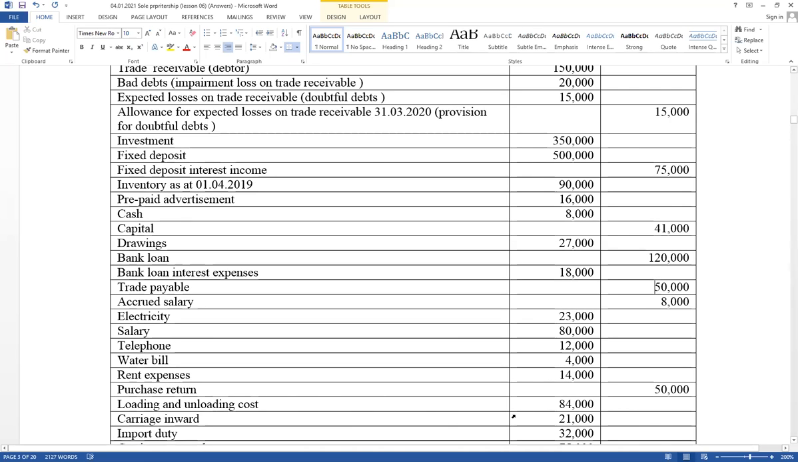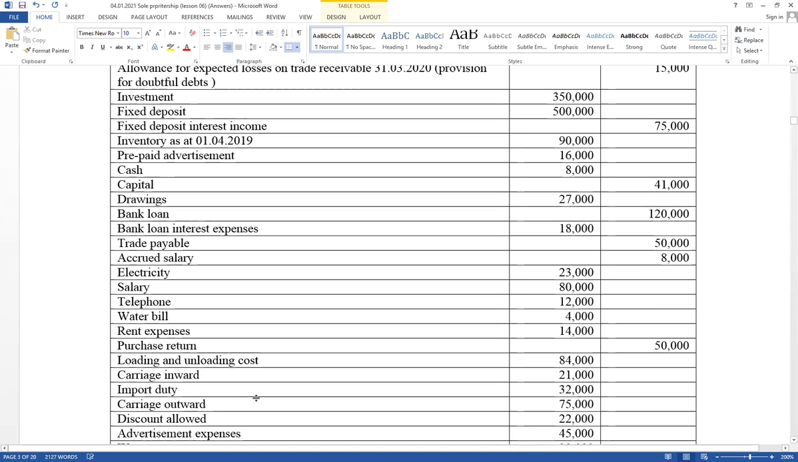Think about loading and unloading cost, part of purchase under cost of sales calculation. Those cannot be included under distribution or administration expense. Part of cost of sales calculation should be included under purchase. Carriage inward also under purchase, under cost of sales calculation. And next one, it has given import duty 32,000. Carriage inward it has given 75,000. Those are part of purchase under cost of sales calculation.